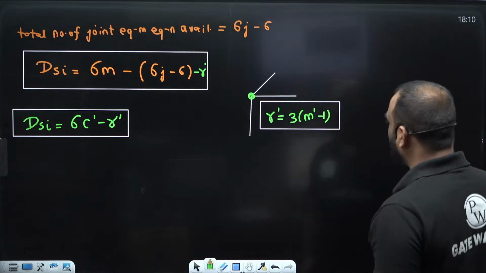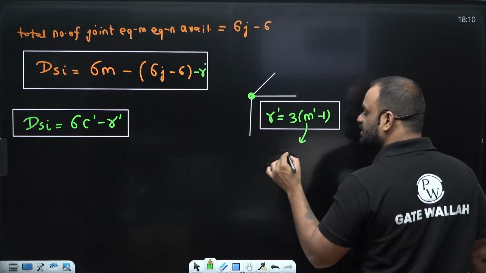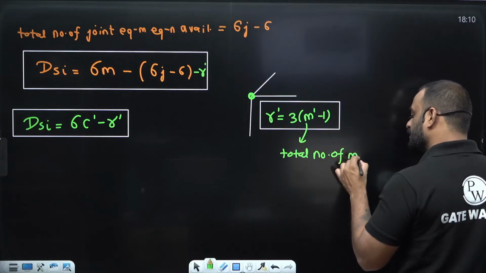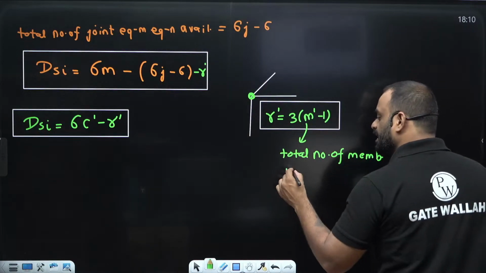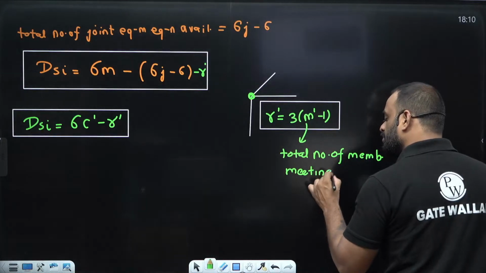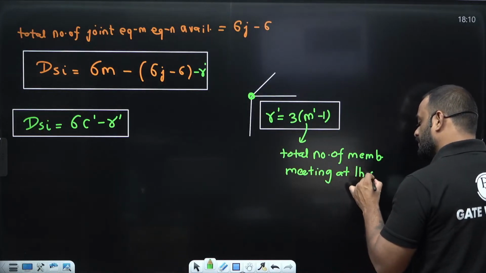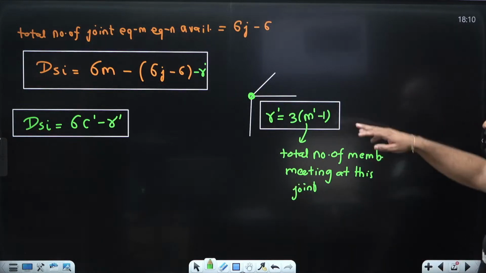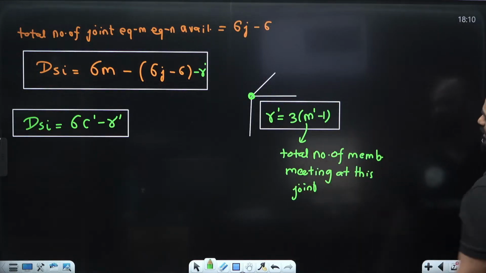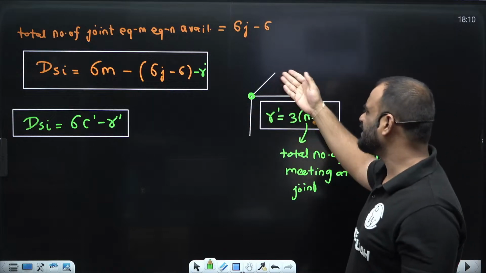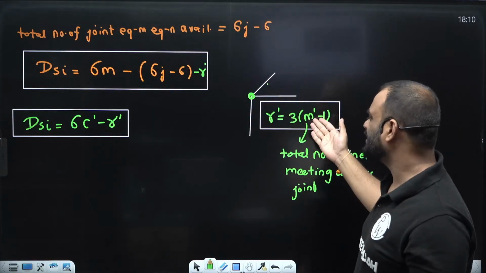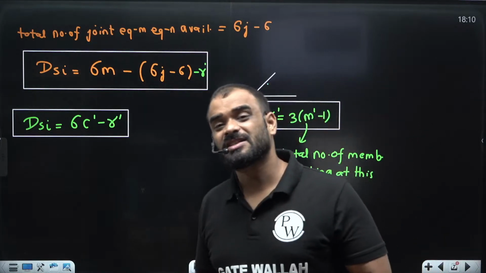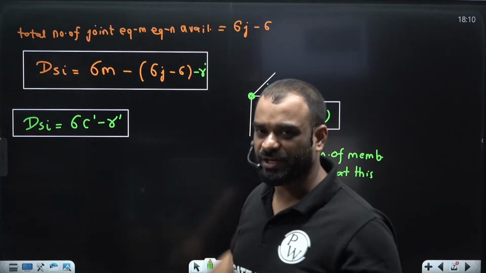Okay. So guys, in this particular case, m' is the total number of members meeting at this joint. What is the total number of members meeting at this particular joint? We can calculate it, it will depend on how many members we have. You can see, 1, 2, 3. So we can write 3 minus 1, that is equal to 2, 2 into 3, that is equal to 6. That means 6 reactions are getting released at this particular joint.